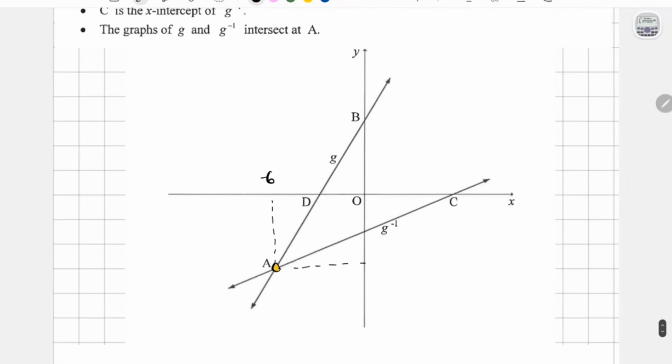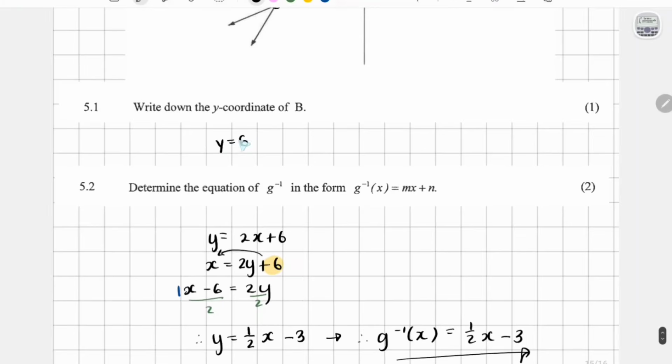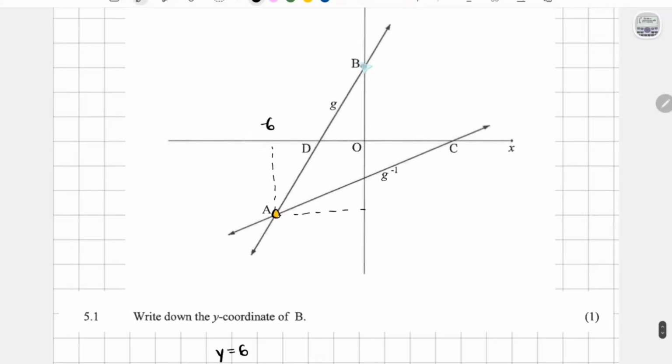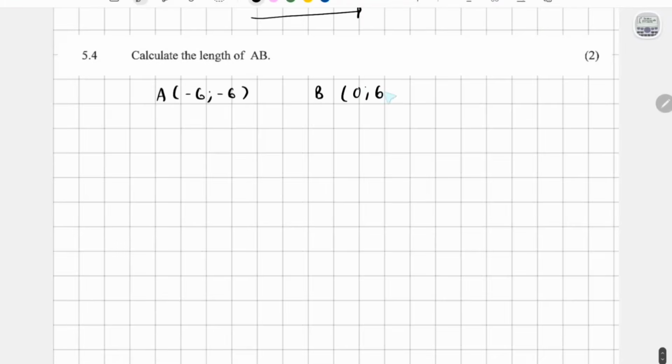Now, with B, we already found that before. We know that B, the y value is 6, because it was the y-intercept of G. So it means its coordinate is going to be (0, 6). So that's really all there. So B is (0, 6).